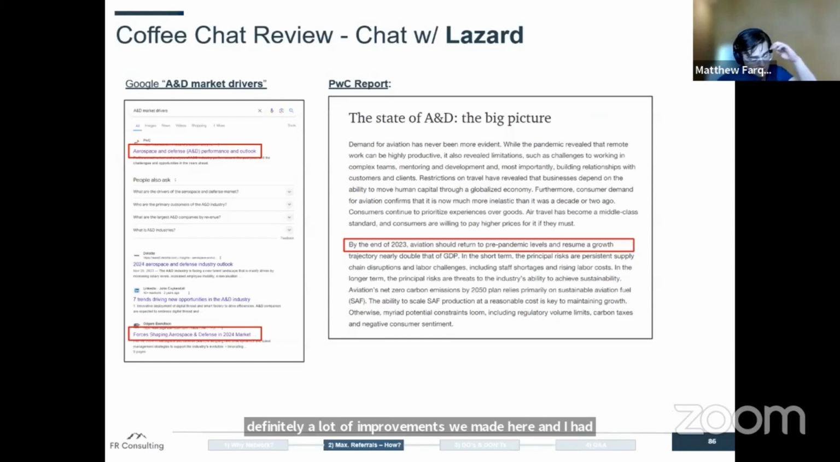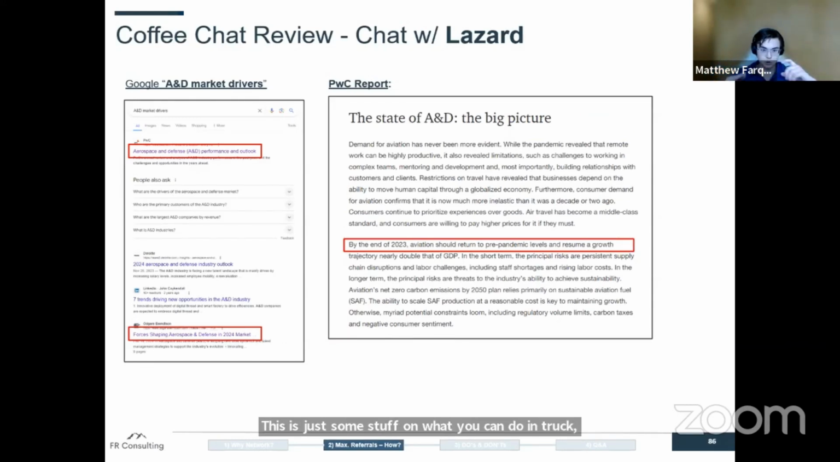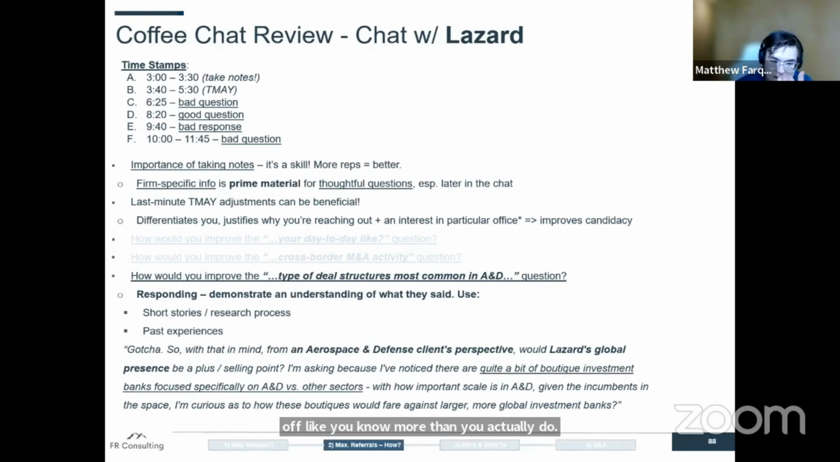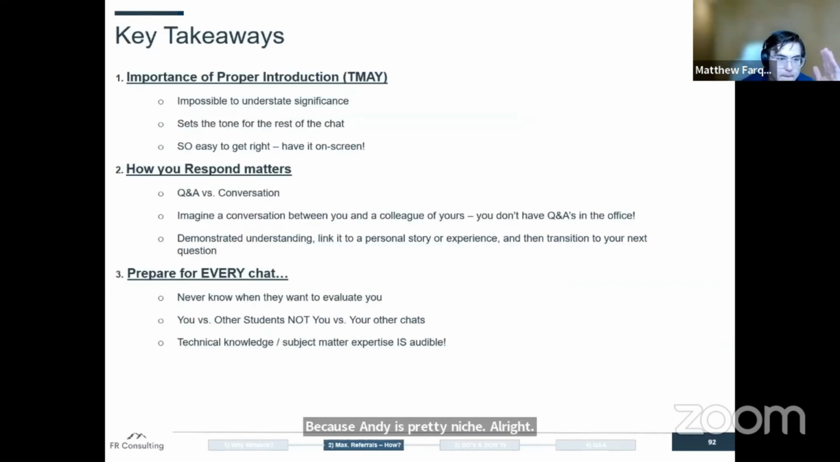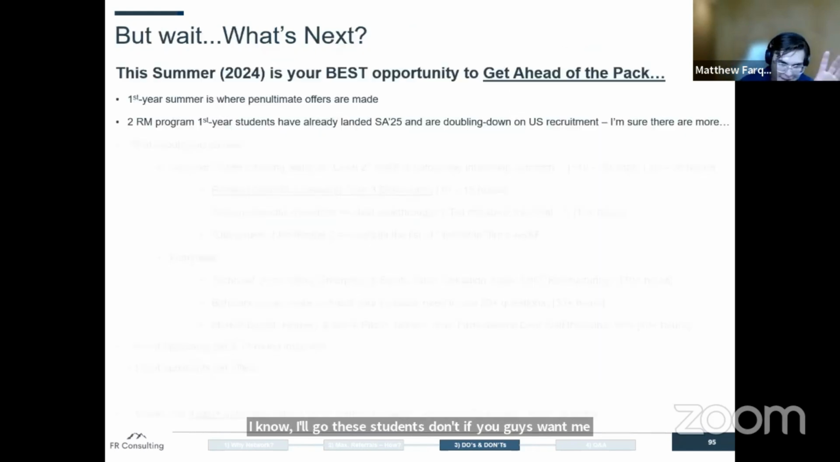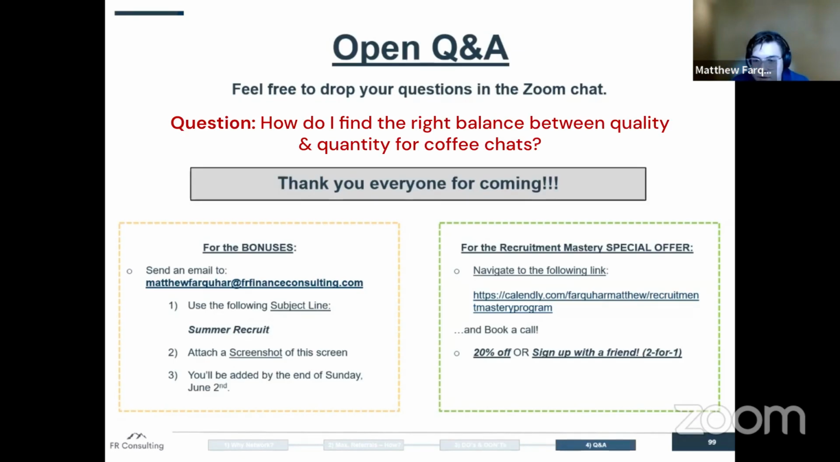This is just some stuff on what you can do intra chat, so during the chat, to almost come off like you know more than you actually do, because A&D is pretty niche, right? Now I'll go over these do's and don'ts if you guys want me to, but I think these are the main ones to pay attention to. All right, all that stuff is there.